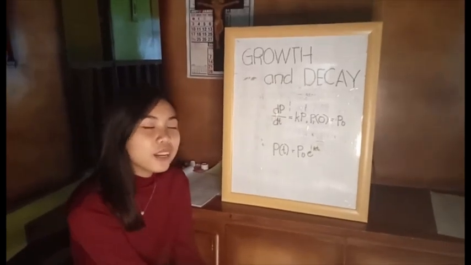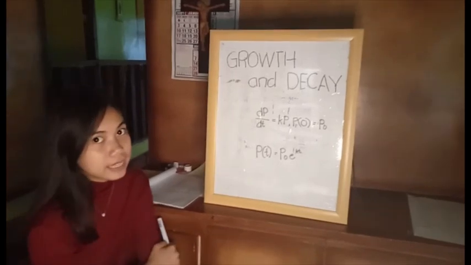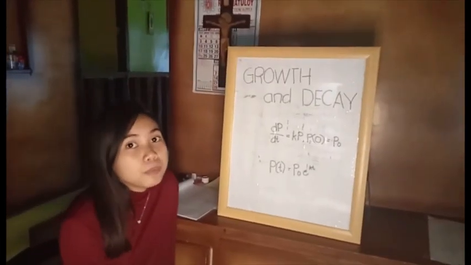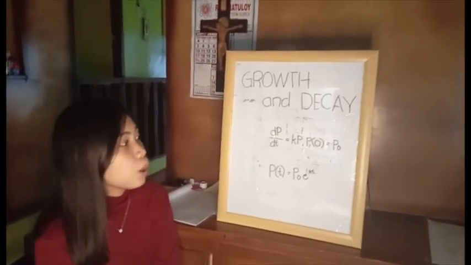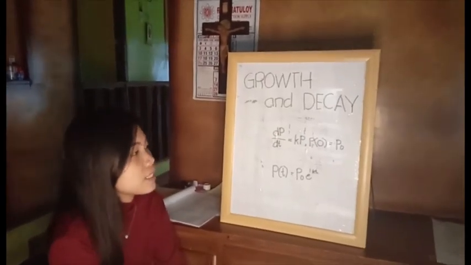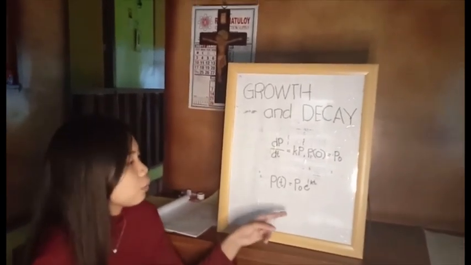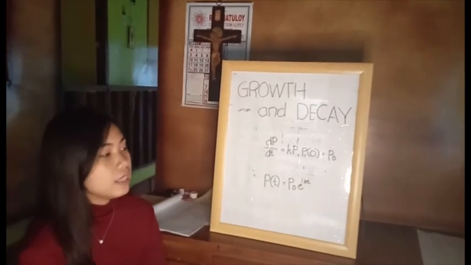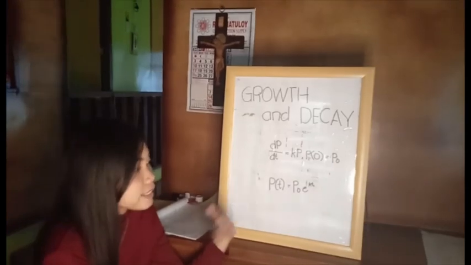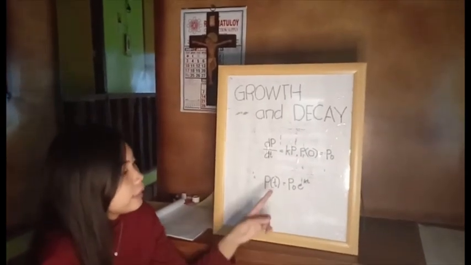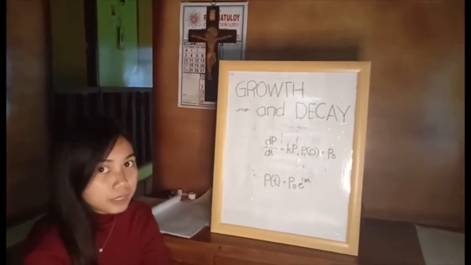So good morning everyone, we are now here to discuss the second type of mathematical modeling, which is growth and decay. The initial value problem for exponential growth is dP/dt = kP, where P(0) = P sub 0. It has its particular solution, which is P(t) = P sub 0 e raised to kt, where P sub 0 is the initial population, k is the constant relative growth rate, t is the time, and P(t) is what the population grows to after the time t.